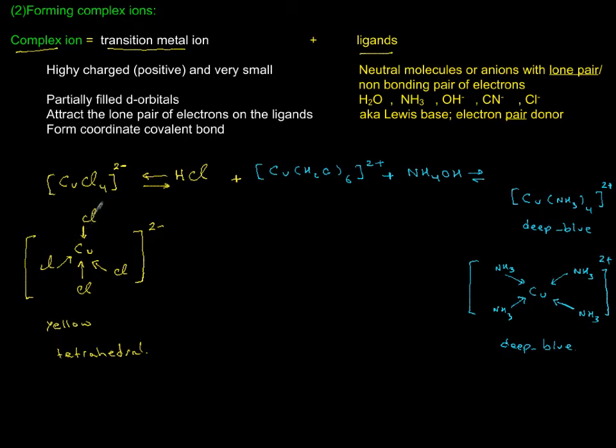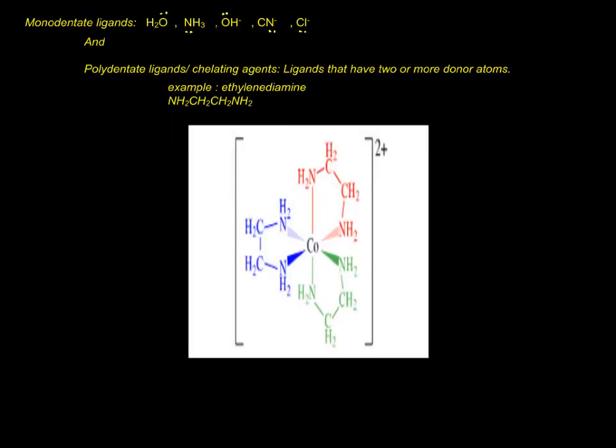Now let's just talk about ligands. What we also want you to know is that the examples I just gave you are known as monodentate. They only have one non-bonding pair to donate. Sometimes we have examples of compounds that are polydentate ligands. They are also known as chelating agents, which is extremely important in nutrition because they can get rid of heavy metals by bonding themselves to heavy metals.